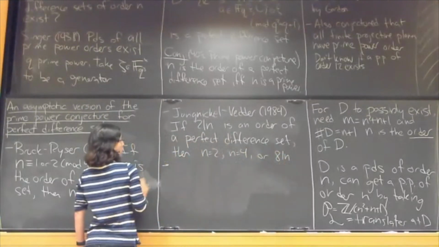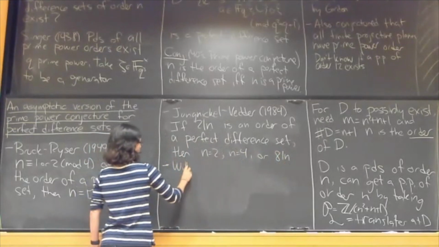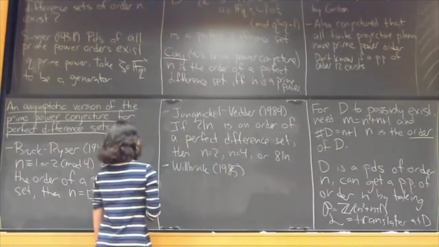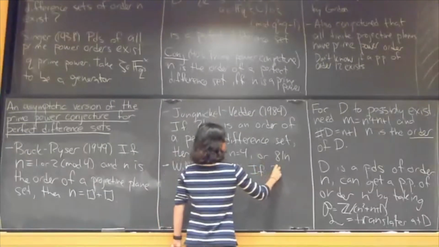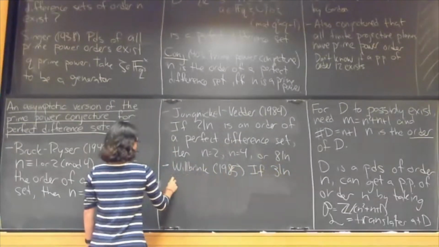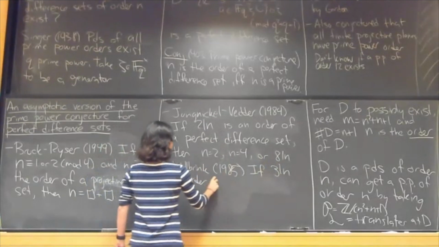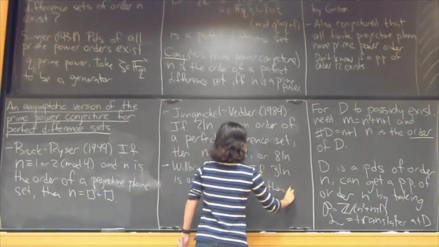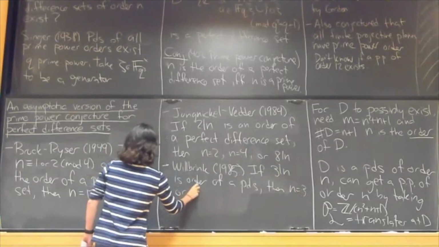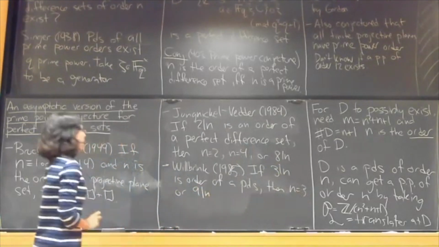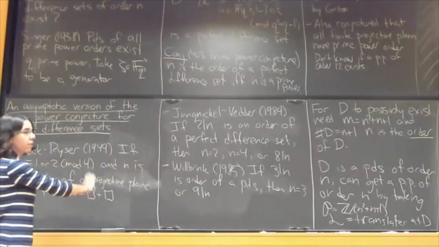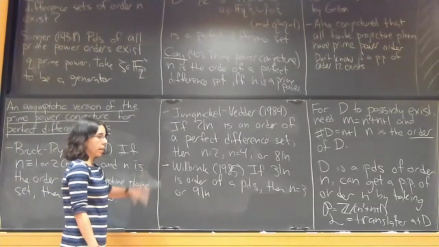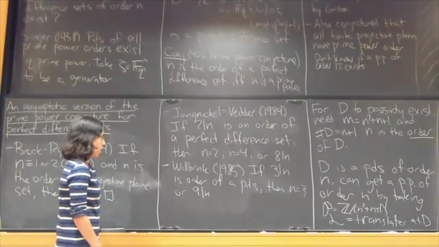And there's also one mod 9 like this due to Wilbrink. It says that if n is a multiple of 3 and is the order of a perfect difference set, then either n is 3 or n is a multiple of 9. So this is it for these sorts of results. In particular, there's no condition mod any power of 5 that anyone's found yet.